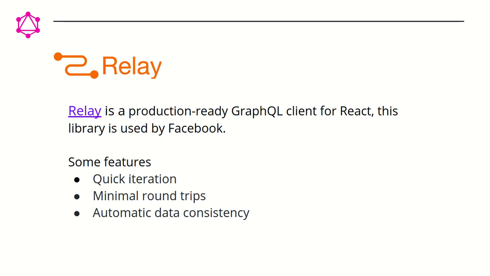The next thing is Relay. This one belongs to Facebook. It's an open source library now by Facebook, and it is mostly for React applications. As I said here, Relay is a production-ready GraphQL client for React. This library is used by Facebook. Some features include quick iteration, minimal round trip, and automated data consistency.